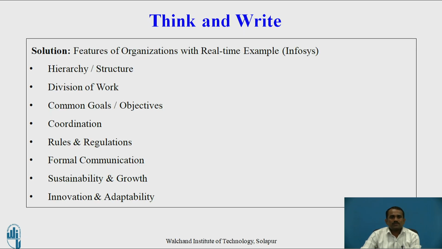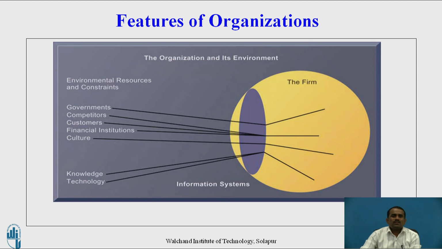Now the solution for this question: features of organizations with a real time example. Here we are considering Infosys as an example. We consider various features like hierarchy, a structure, division of work, common goals or objectives of the work, coordination in the team, rules and regulations, formal communication between the sequence or orders, sustainability and growth of that particular work, innovation and adaptability. So these are the different real time examples of the features of organizations.